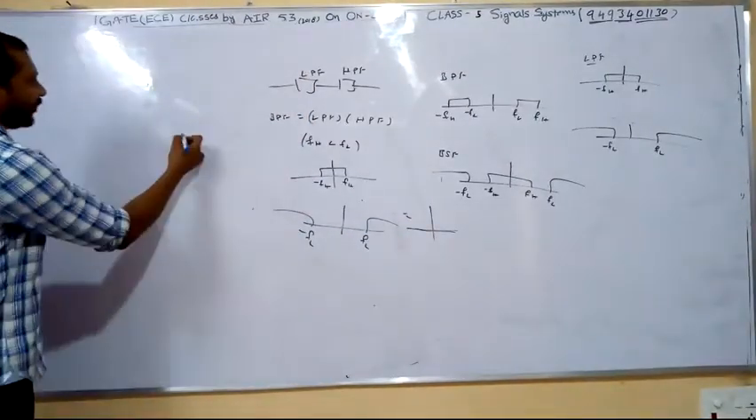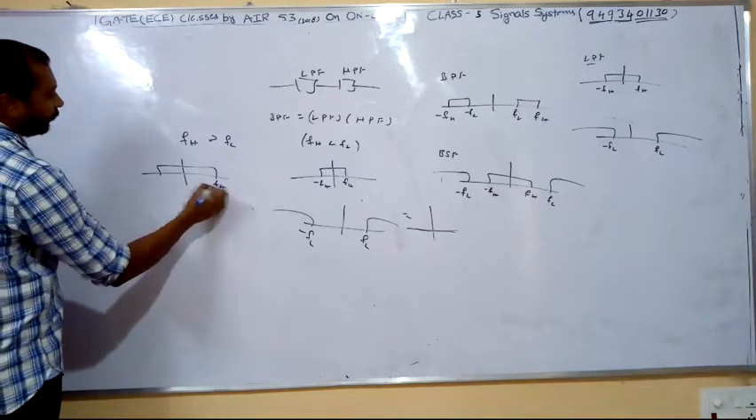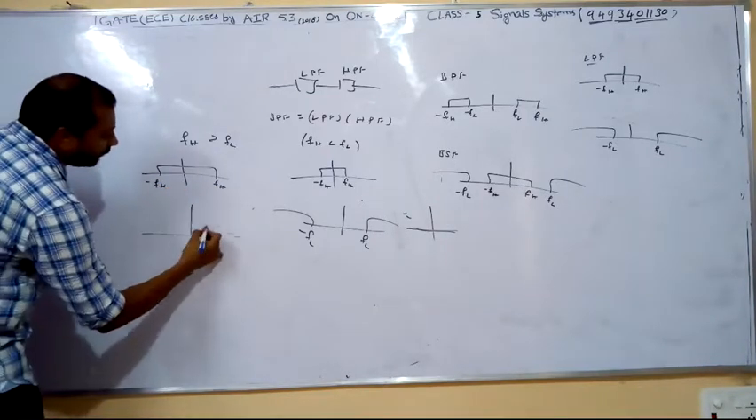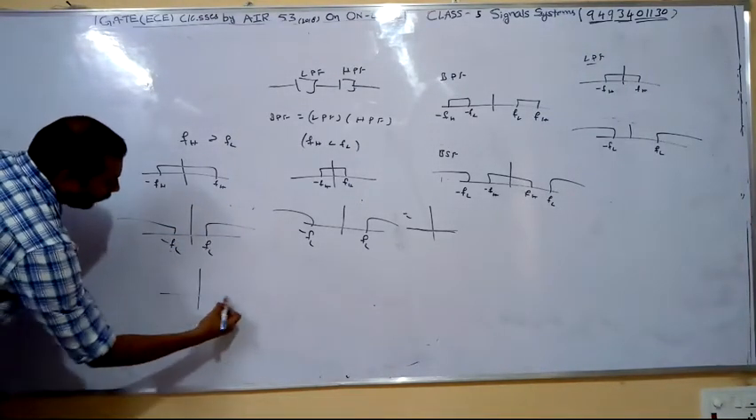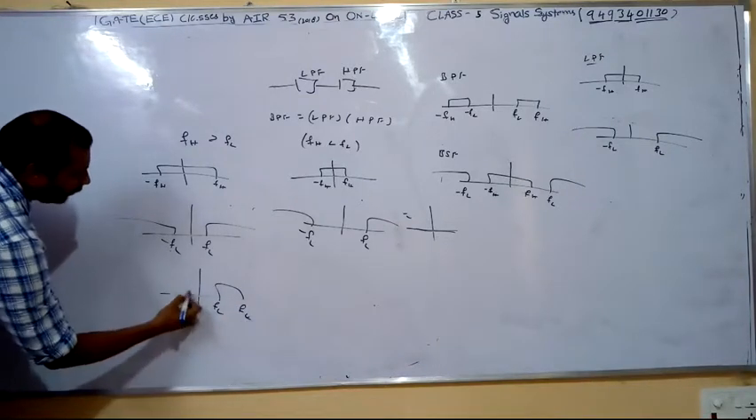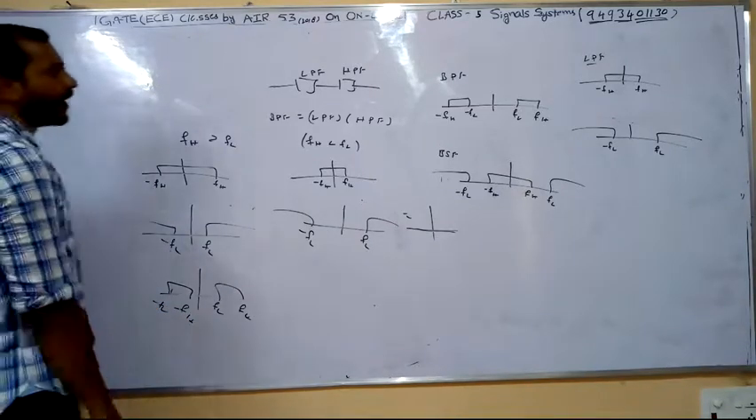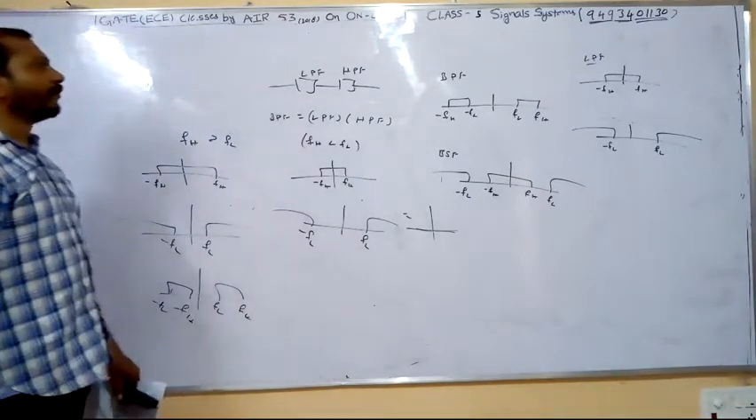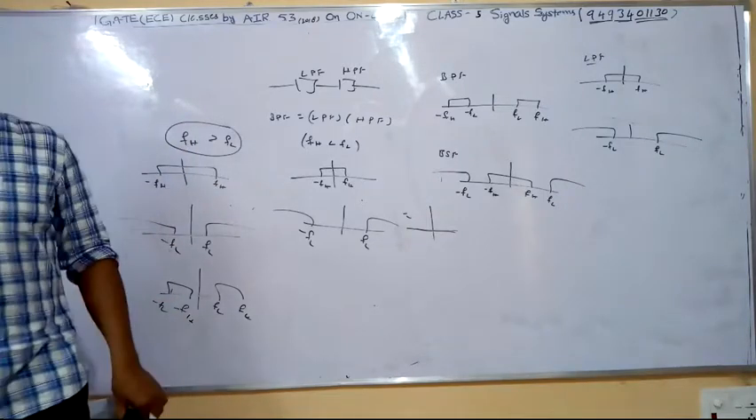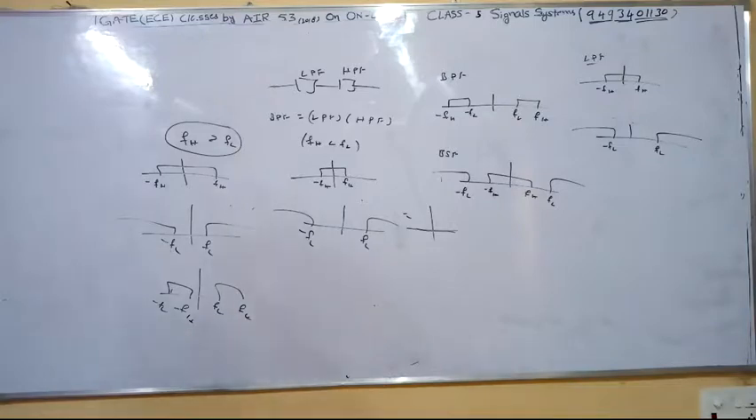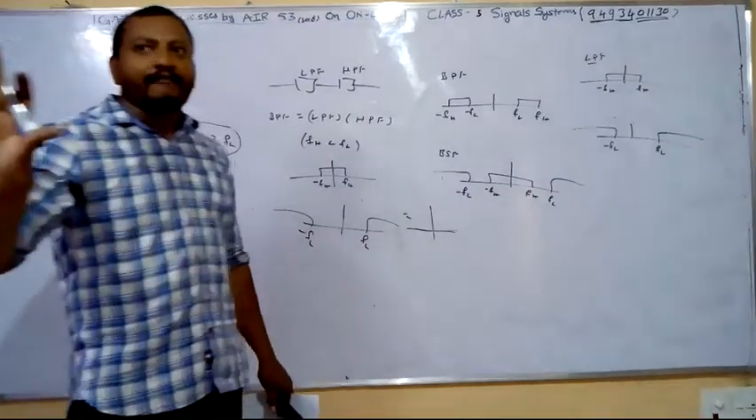Now consider FH greater than FL. What will you get upon multiplication? This is your minus FH, this is your FH, upon multiplying this one with FL and minus FL. Just simply multiply these two. You have the passband from FL to FH and from minus FH to minus FL. This is the characteristic of the band pass filter. So the band pass filter is the cascading of a low pass filter and a high pass filter with the condition that FH should be greater than FL. In the options they will give you FH equal to FL, FH greater than FL, FH less than FL, and so on. In that situation the condition is that it should definitely satisfy FH greater than FL.